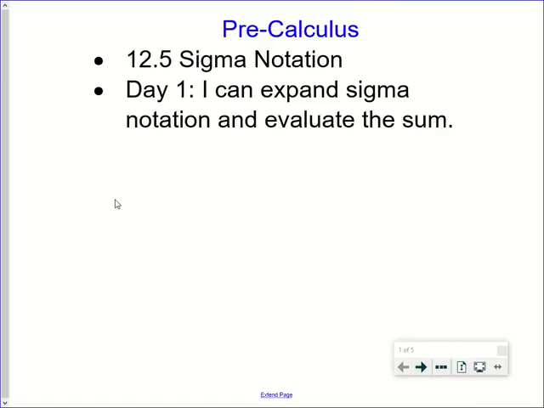All right, guys, so today we're going to do 12.5, day number 1 of sigma notation. Today you're going to do expanding and evaluating the sum. So first we're going to start with sum notation.